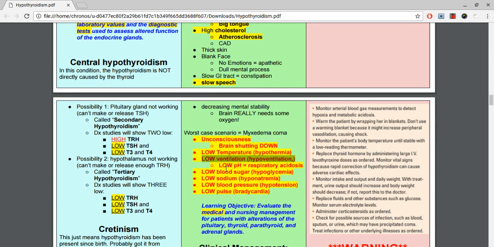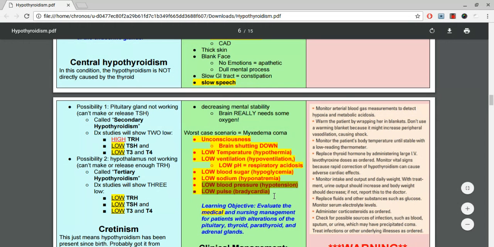So they're going to have a low pH, and they're going to go into respiratory acidosis. They're going to have low blood pressure, and they're going to go into hypoglycemia because the brain has eaten up all of its sugar. They're going to have low sodium levels, low blood pressure, and a low pulse. And the low blood pressure and the low pulse are what's causing these brain problems, okay?